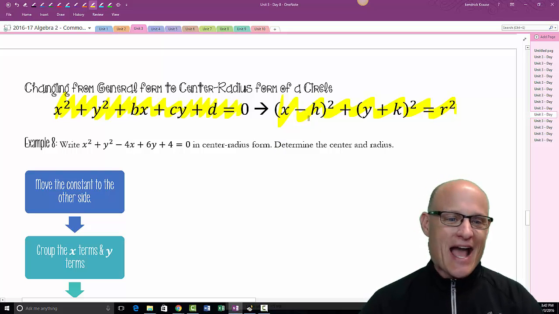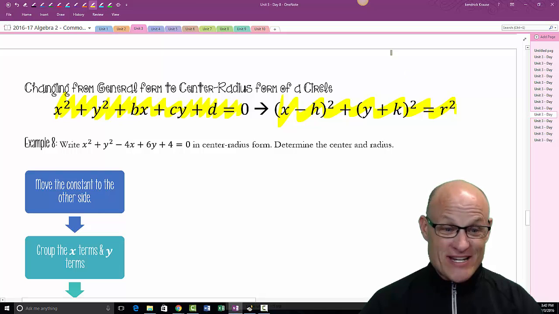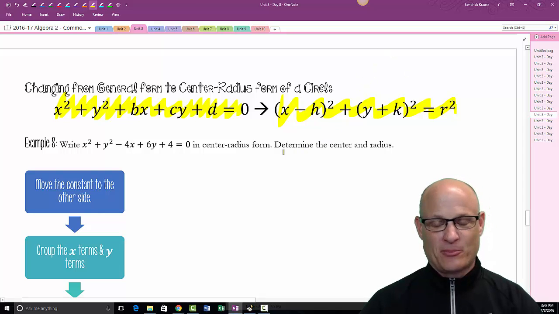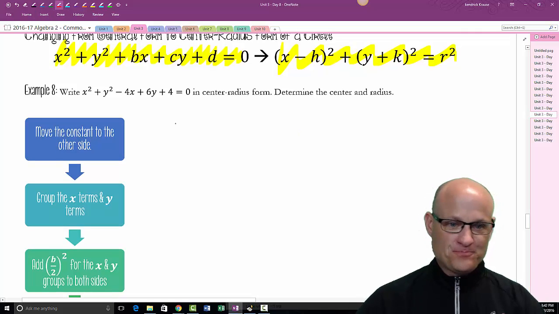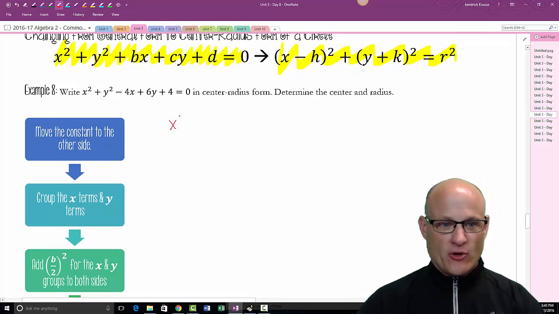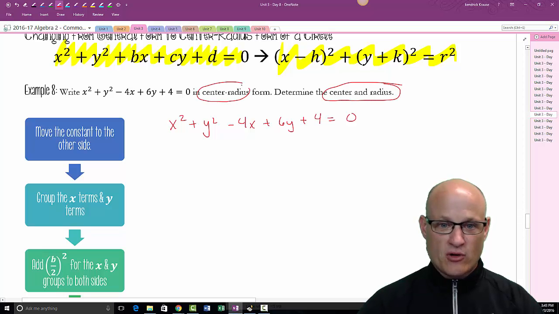Relax. Circles are actually easier than this. If you thought the last thing we just did wasn't too bad, these are really, really simple. So we're going to take an equation that's written in general form: x squared plus y squared minus 4x plus 6y plus 4 equals 0. And we're going to put it in center radius form, and then we're going to tell you what the center is and what the radius is.